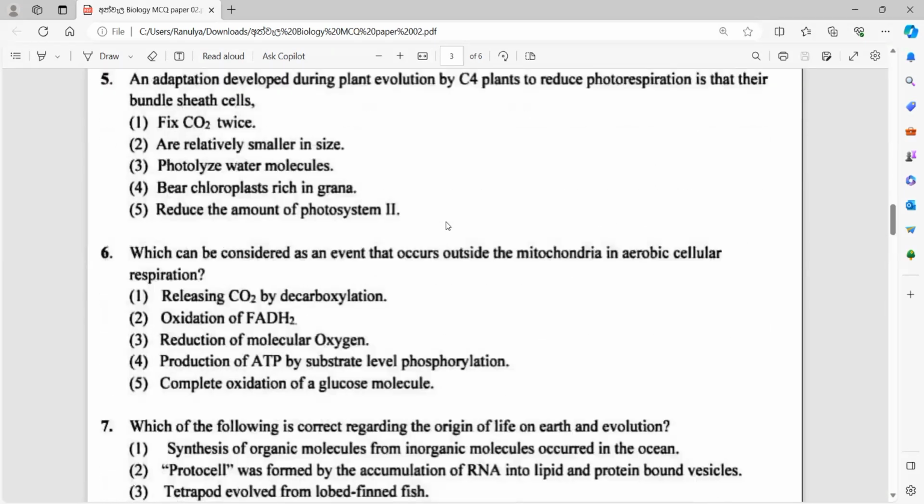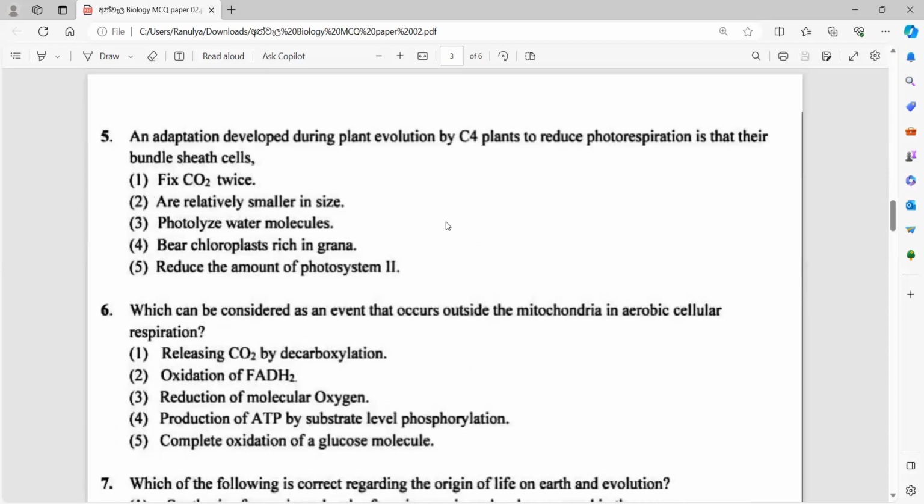Question number 5. An adaptation developed during plant evolution by C4 plants to reduce photorespiration is that they are bundle sheath cells, fixing carbon twice? No, it's not an adaptation to reduce photorespiration, right? That is incorrect. Then they are relatively smaller in size? No.